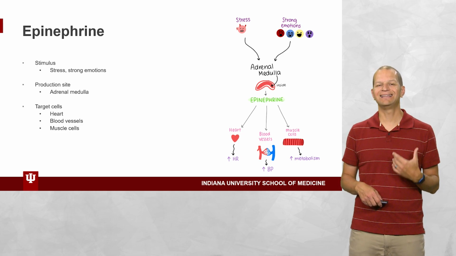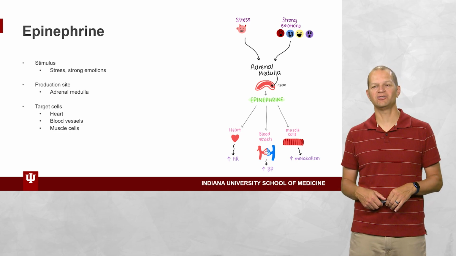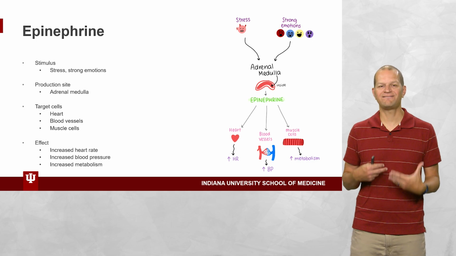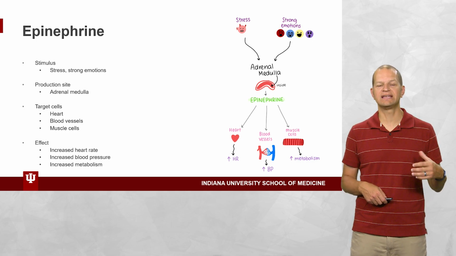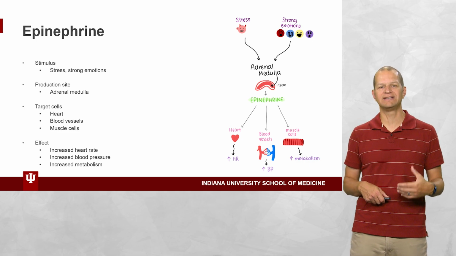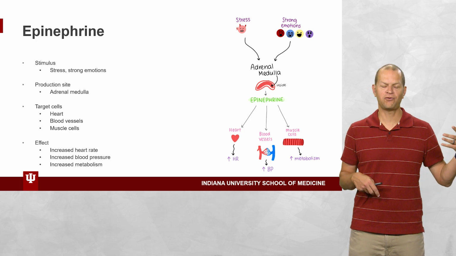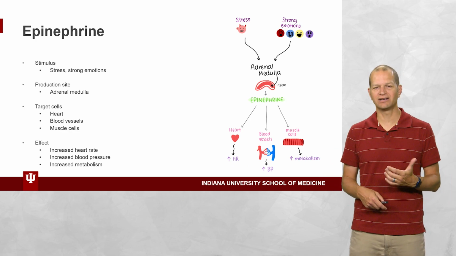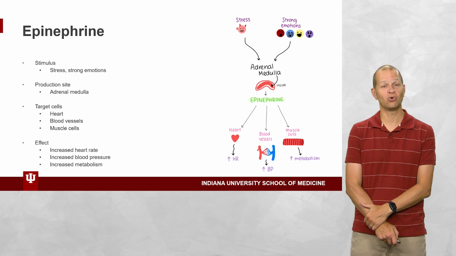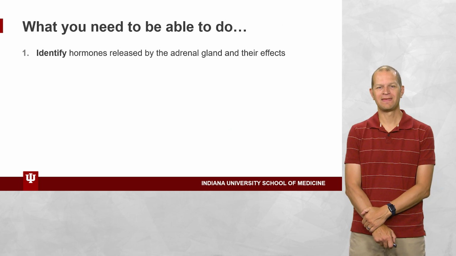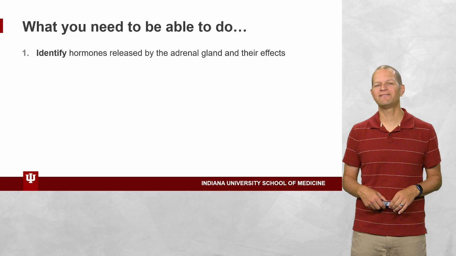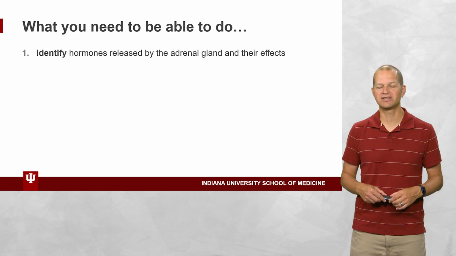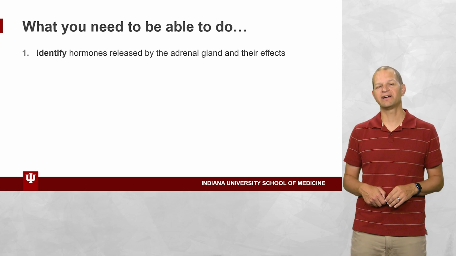Okay, it targets a lot of things. So the heart, the blood vessels, muscle cells. This is that fight or flight response. So you're going to increase your heart rate, your blood pressure, metabolism. So if you're out in the forest and you see a bear, or you're swimming in the ocean and you see a shark, you're ready to go. Hopefully it doesn't end poorly for you though, if that happens. And so with this, can you just identify those three hormones released by the adrenal gland and identify their effects?